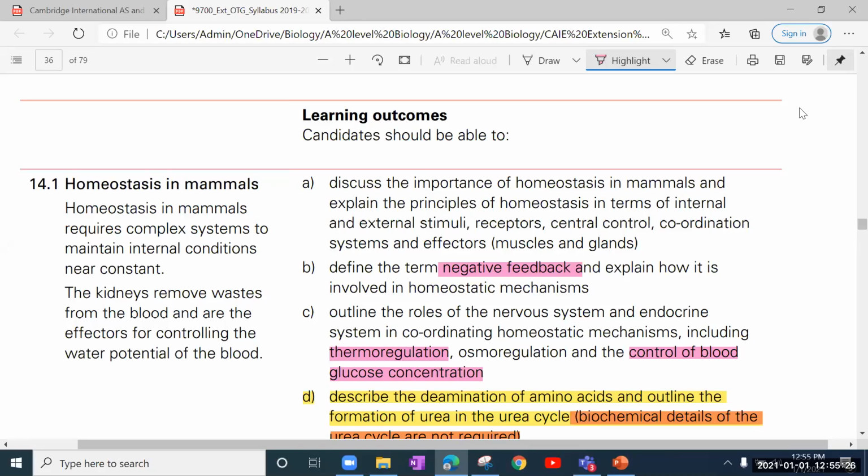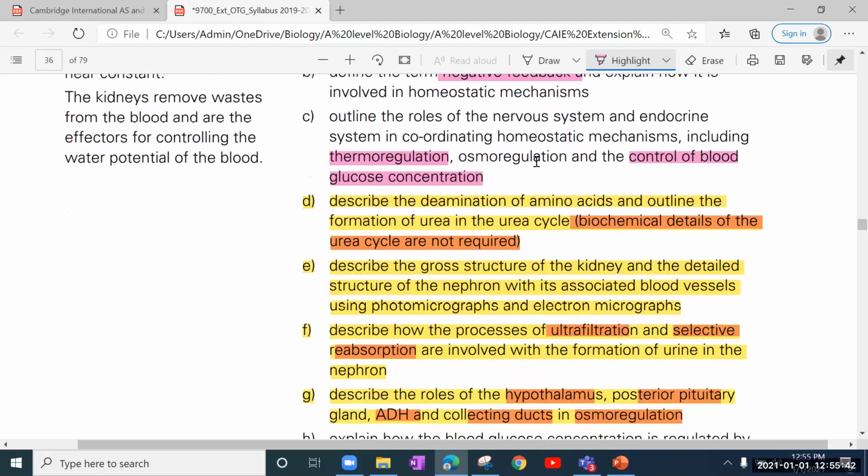Assalamu alaikum. Today is the third lesson in the series of A level biology topics, and we have been doing chapter number 14, which is homeostasis. We have already covered negative feedback, thermoregulation, as well as control of blood glucose concentration. Today in this lesson, we will inshallah cover osmoregulation.